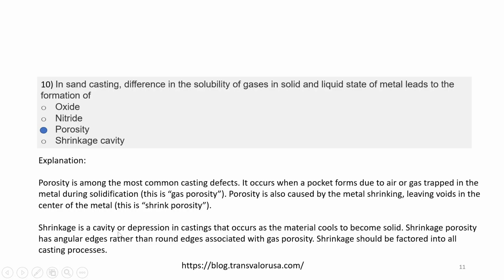Shrinkage is a cavity or depression in a casting that occurs as the material cools to become solid, and shrinkage porosity has angular edges rather than the round edges associated with gas porosity. Shrinkage should be factored into all casting processes, so there are always tolerances given for shrinkage. A larger casting mold is made so that any shrinkage can be taken into account.